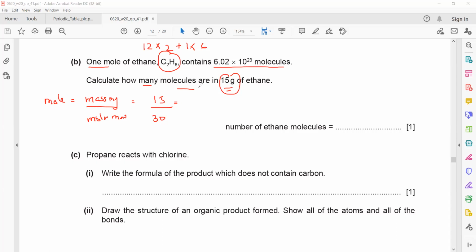But if you see the question, we got the moles, but they're not asking for moles, they're asking for molecules. And they give you the answer in the question that if there is 1 mole, how many molecules are there? 6.02 into 10 to the power 23. So if there is 1 mole, there are 6.02 into 10 to the power 23 molecules. So if we have 0.5 moles, how many molecules will be there? X.